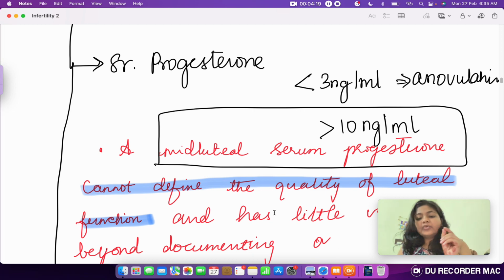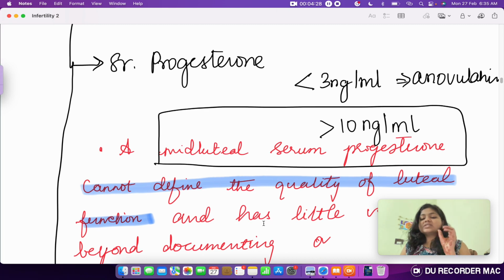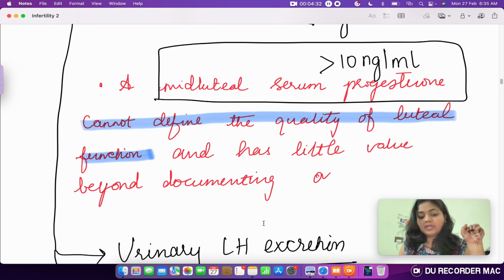So this mid-luteal serum progesterone, this timing is very important. It has very little value only, because it is useful only to document anovulation and not about the quality of the luteal function.